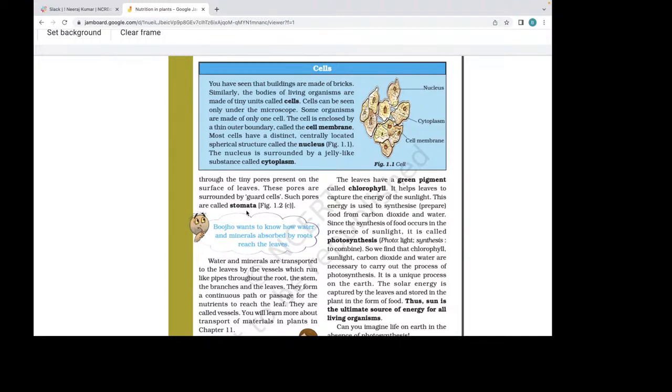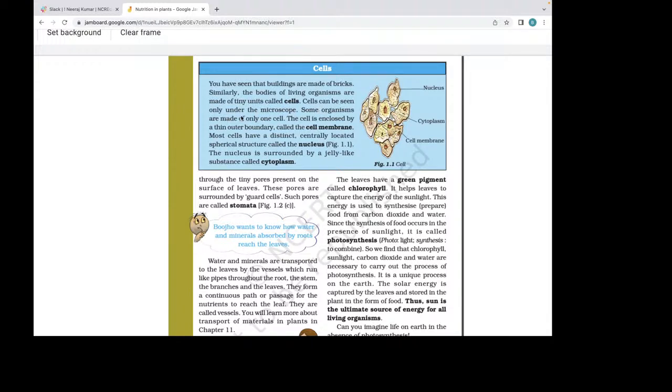Now let's take a quick look at cells. What are cells? You have seen that buildings are made of bricks. The buildings are made of tiny bricks. These tiny bricks make an entire building. So there is a building block in our body as well, which we call a cell. The bodies of living organisms are made of tiny units called cells.